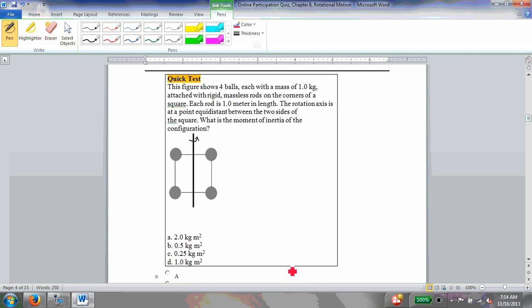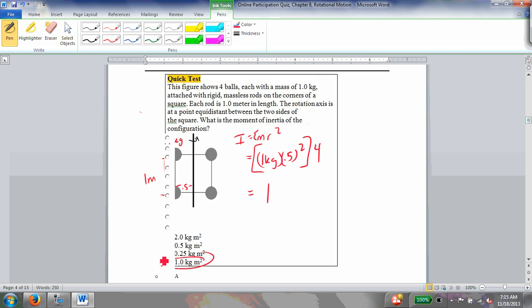All right, here I want to know what is the moment of inertia for this configuration. Each of these balls has a mass of 1 kilogram, and this distance is 1 meter, so that means this distance is 0.5 meters. Each ball contributes the same moment of inertia, mr squared. I want to know it for all 4 balls. That's 1 kilogram times 0.5 meters squared. Since there are 4 balls and they are all the same, I multiply that times 4. That's 1 kilogram times a quarter times 4, which is 1 kilogram meter squared. So D is the right answer.